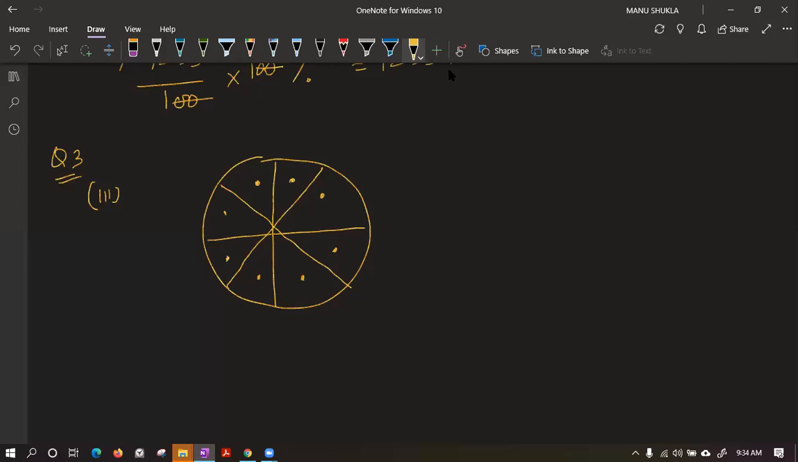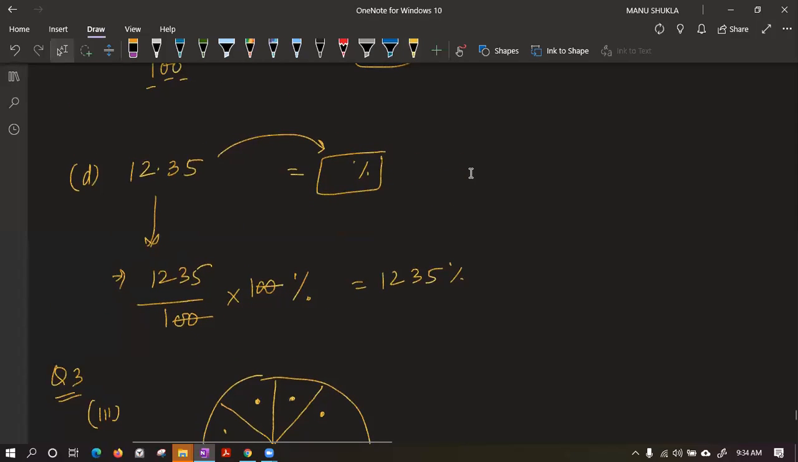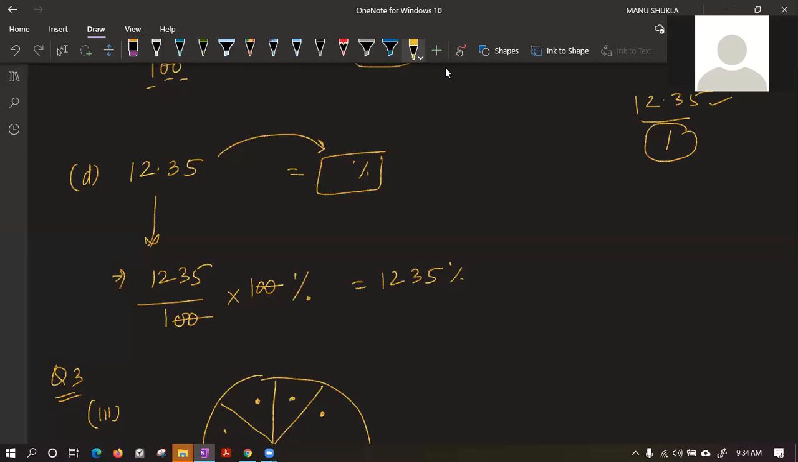Sir, how is the percentage so big? Don't worry for that, beta. It is actually out of 1. Actually 12.35 is out of 1. That is why it is so large. Normally we have a larger denominator and lower numerator, then the percentage is less than 100. If numerator is larger than denominator, obviously the percentage will be more than 100%.